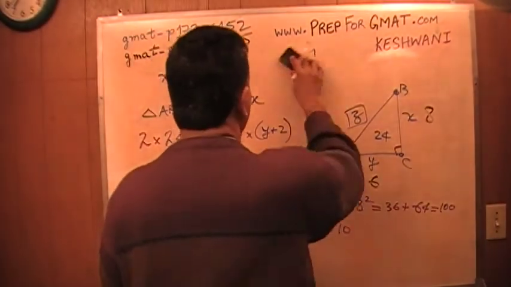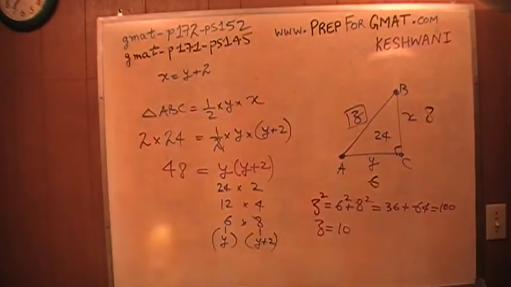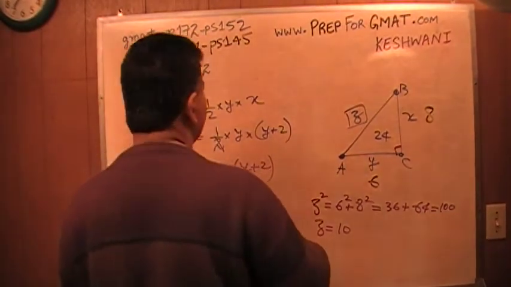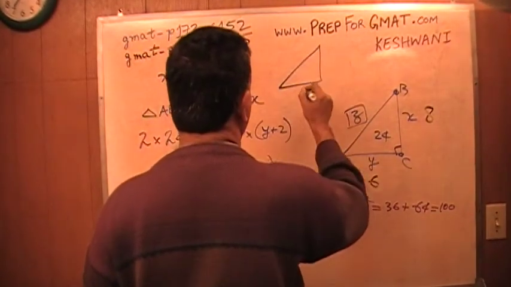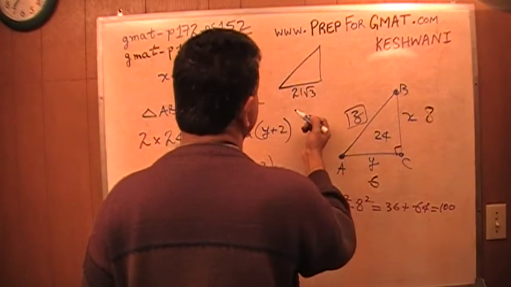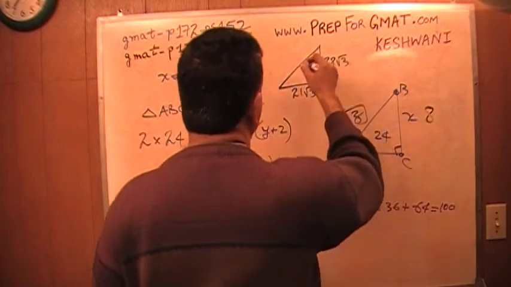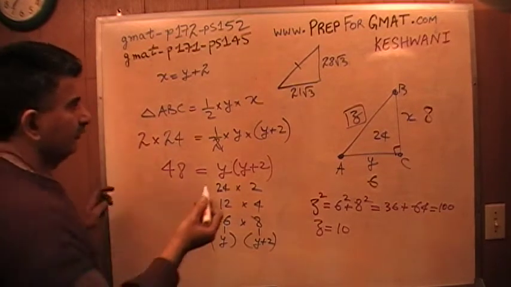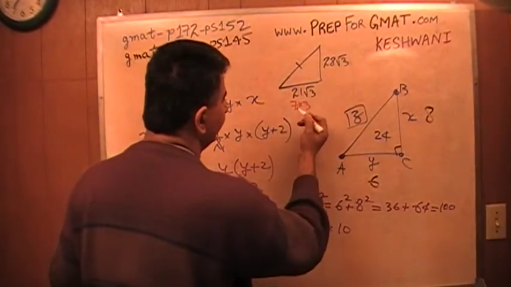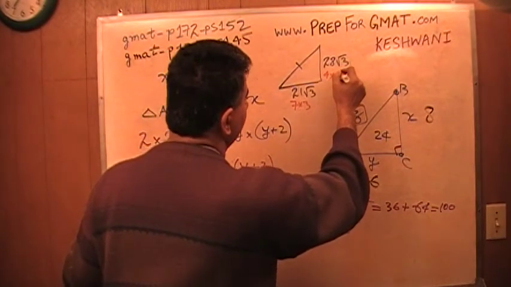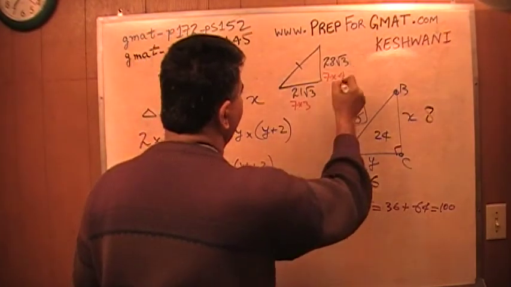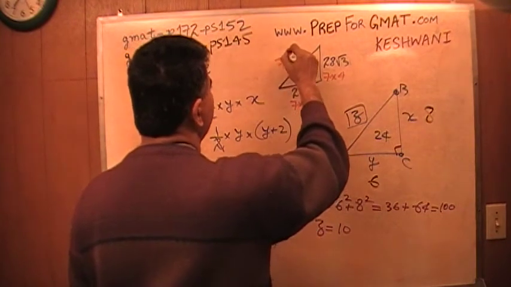Let's do one more quickly. Make up something interesting. 21 times root 3. 28 times root 3. Can you tell me what this missing side is? That's a 3-4-5 triangle incognito. How do I know that? Because this 21 is simply 7 times 3. This 28 is simply 7 times 4. Therefore, this missing side would have to be 7 times 5.